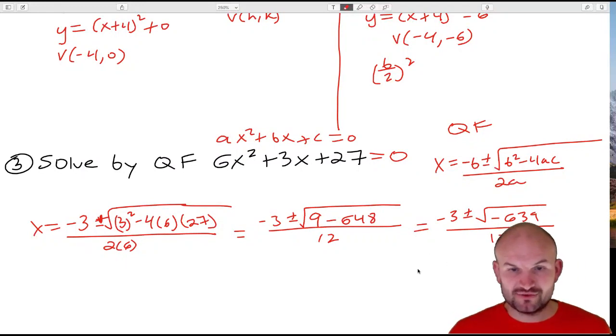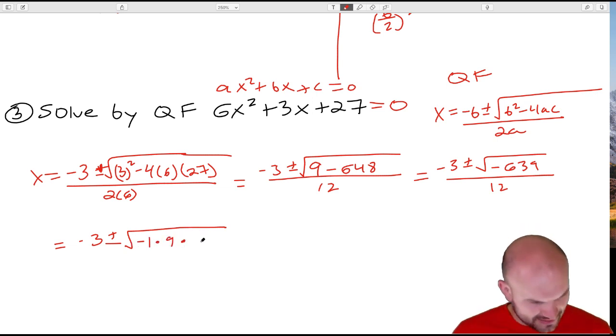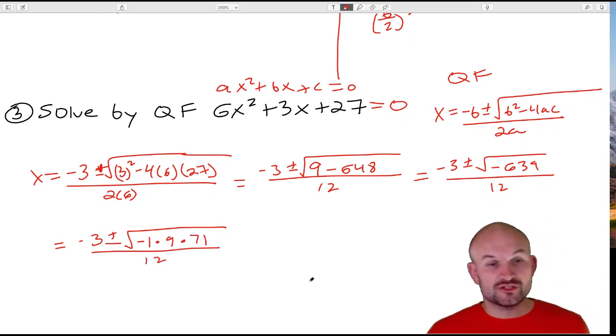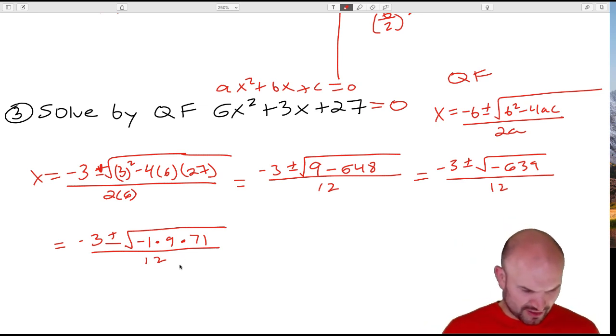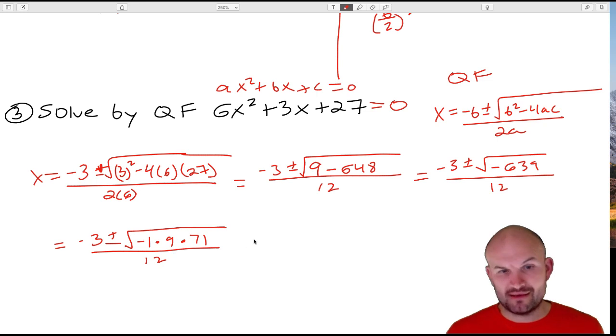However, I can break this down. So what I'll do is I'll just break this down over here. So this will be negative 3 plus or minus. Let's break this down into negative 1 times 9 times, what was that, 71? There we go, all over 12. Okay, so if you do negative 1 times 9 times 71, let's just double check my work. Negative 1 times 9 times 71 gives me negative 639. Perfect. So now what you can do is, again, the rules of radicals allow us to take the square root of each of those separately because they're separated by multiplication.